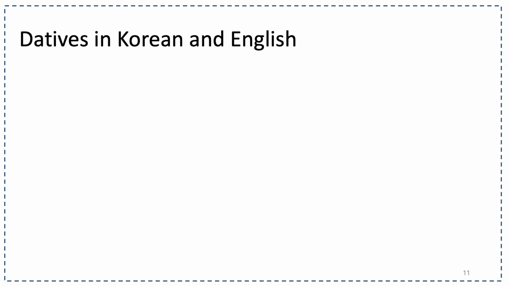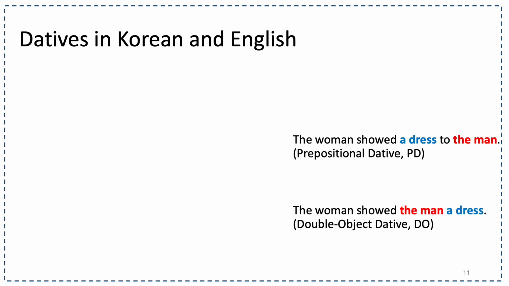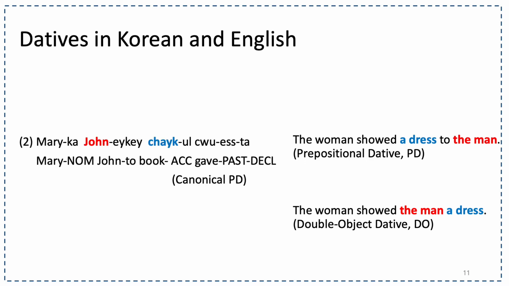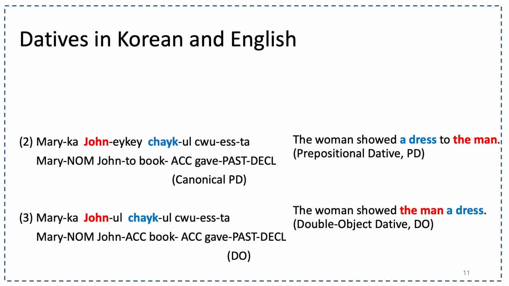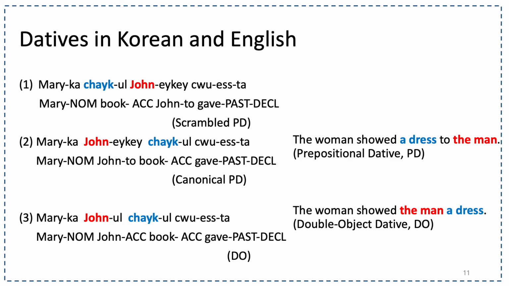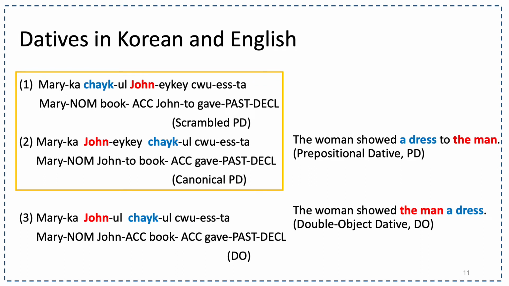I used dative structures in English and Korean. As we know, English has two alternatives, prepositional dative and double object dative. Korean also has two structures, PD and DO, prepositional dative and double object dative. But it has one more option, the scrambled order, like number 1. These two conditions are important because they share the structure with the English prepositional dative, but the order of arguments is different.